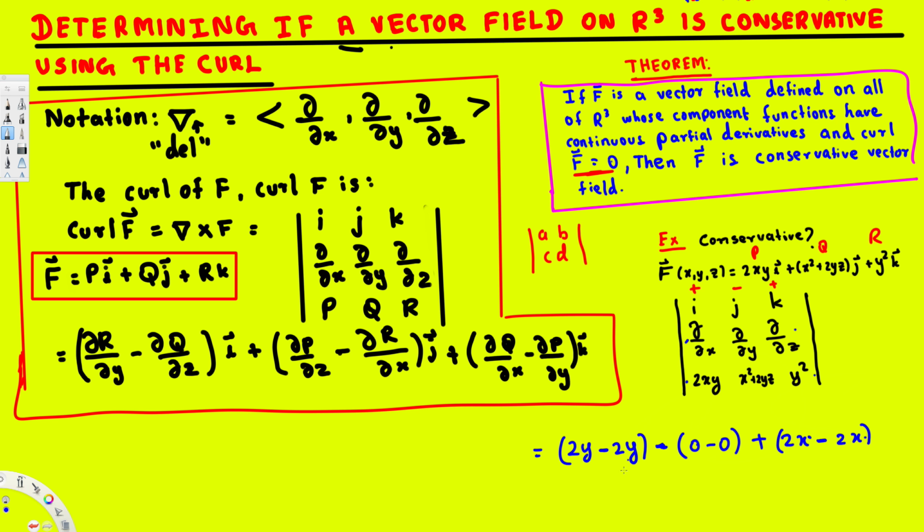From this one you can already see we are getting 0i minus 0j plus 0k. So this is just 0. It means this is a conservative vector field. If it's not 0, it's non-conservative, but here we have 0, therefore the given vector field is a conservative vector field. That's how we do this kind of problem. I hope this helps. Thanks for watching.